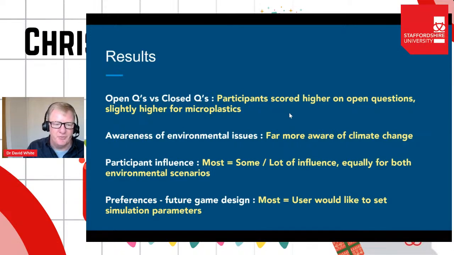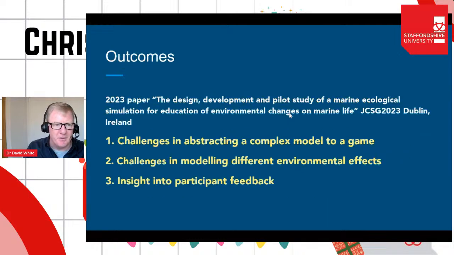And on preferences for the future game design, most people would like to have more control of the game. In the game, you could move the camera, you could fly about, and you could see what was going on with the simulation as it carried on. But apart from that, you had very little control, apart from selecting which scenario you want to look at. So not surprisingly, most people said, hey, we'd like to set some simulation parameters and see how different things affect the game.